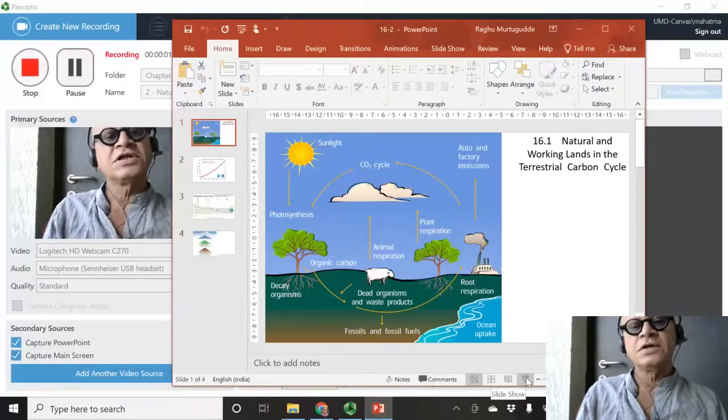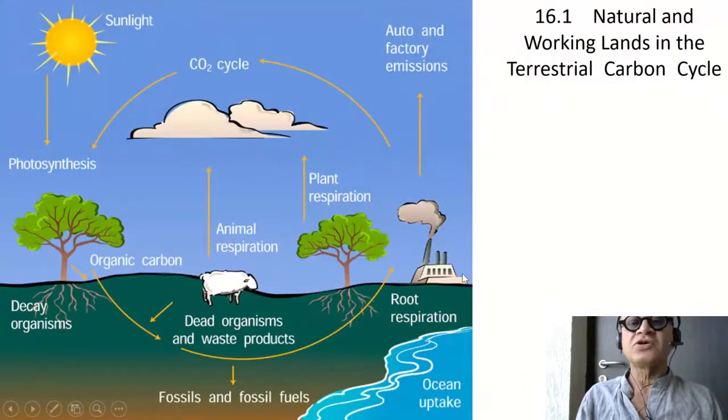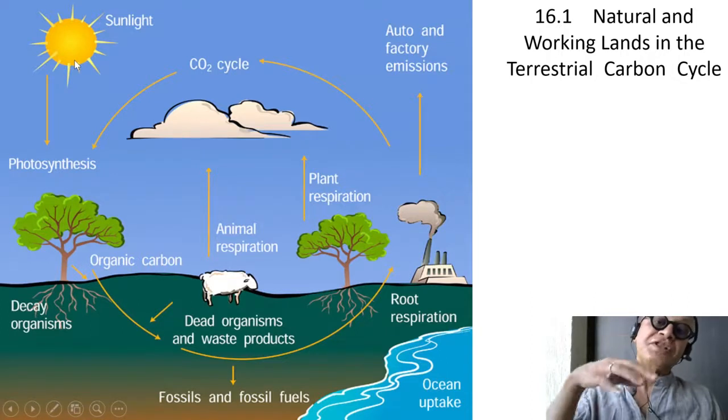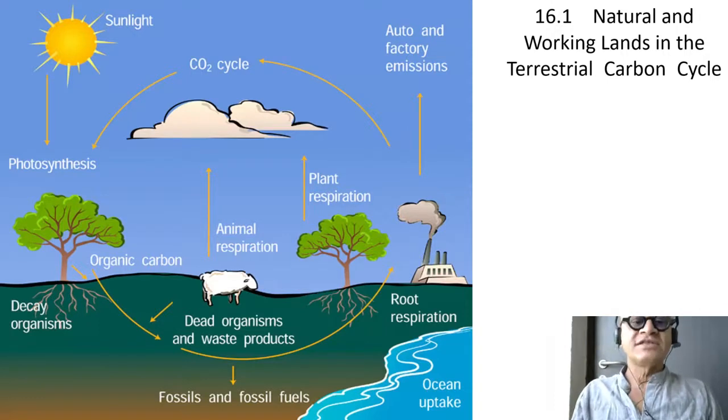Let's look at some details of the terrestrial carbon cycle in natural and working lands. Okay, this is going back to a schematic of the carbon cycle. We already looked at some numbers. We will look at numbers again, but let's also keep looking at the processes, the components of the carbon cycle.